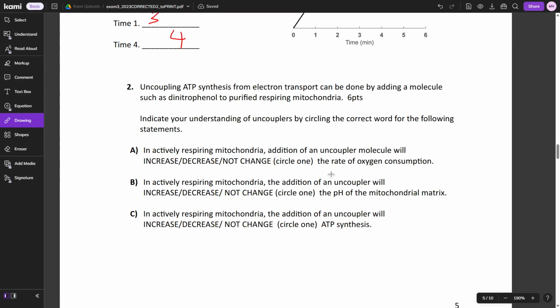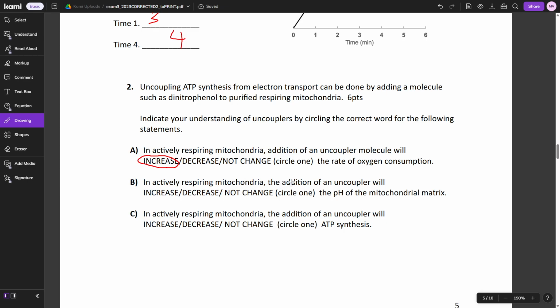And so if the gradient is being dissipated, your pumps have to work harder to maintain that gradient, and therefore we must have more electrons being dumped into oxygen per minute or per unit time. Does that make sense? So I would expect the rate of oxygen consumption to increase with the addition of an uncoupler. Good? Okay.